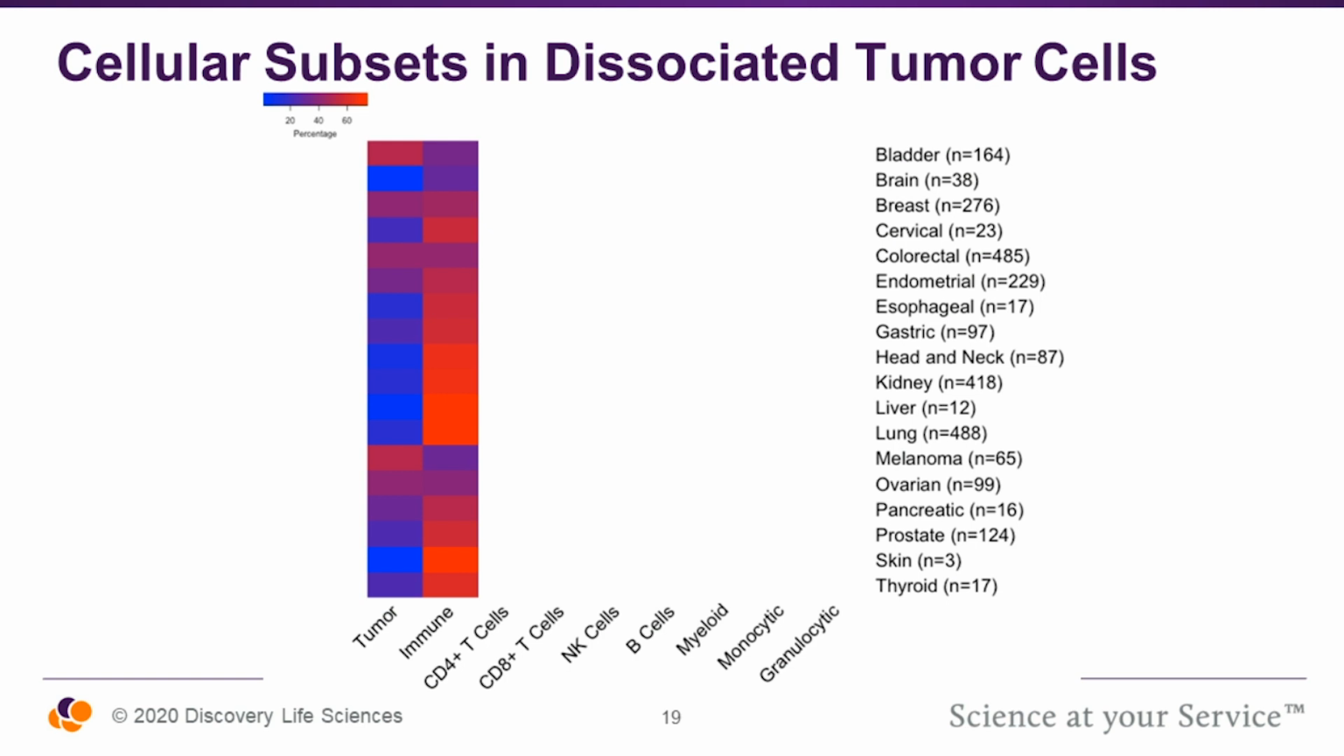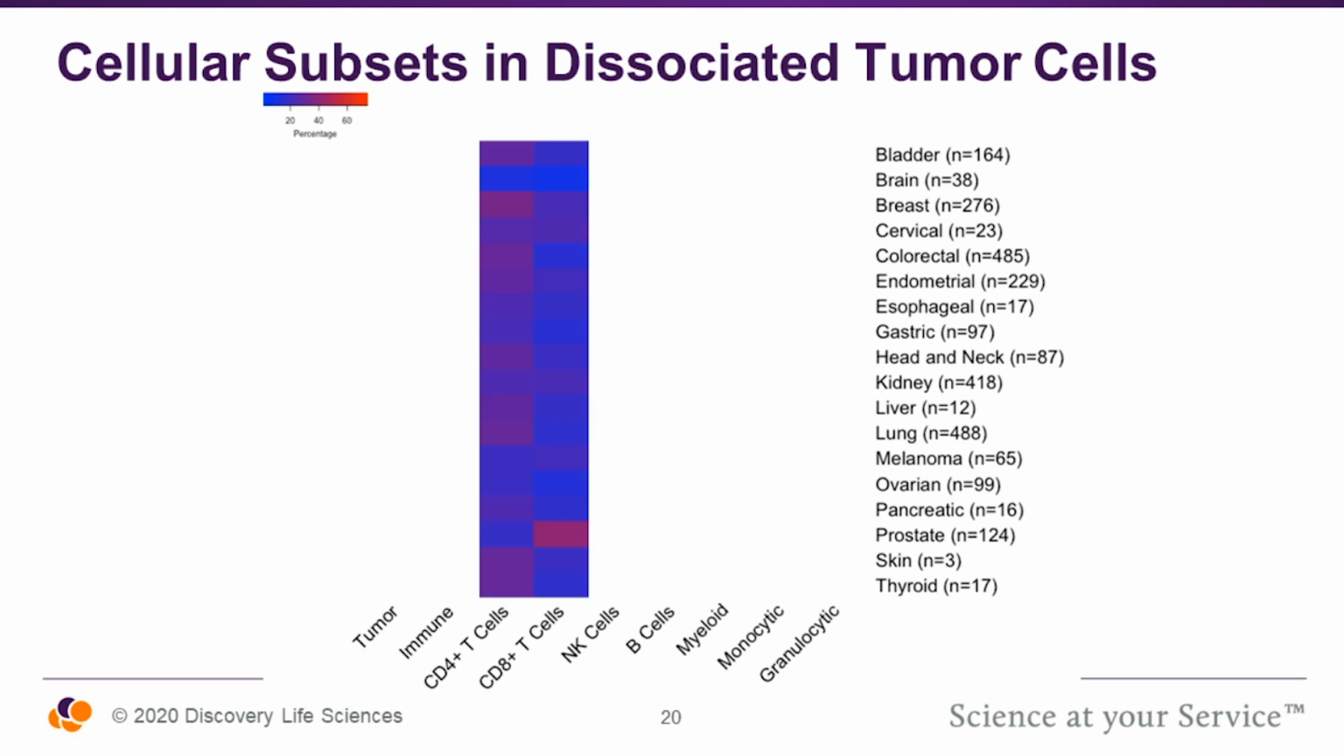So if we first look at the tumor or immune cell populations, you can see that there are two types of tumor populations that exist, those that are highly immune infiltrated and those that are not. We find that lung and renal tend to be very highly immune infiltrated when we have analyzed them, versus something like breast, colorectal, ovarian, which have more of a tumor representation when we've analyzed them by flow.